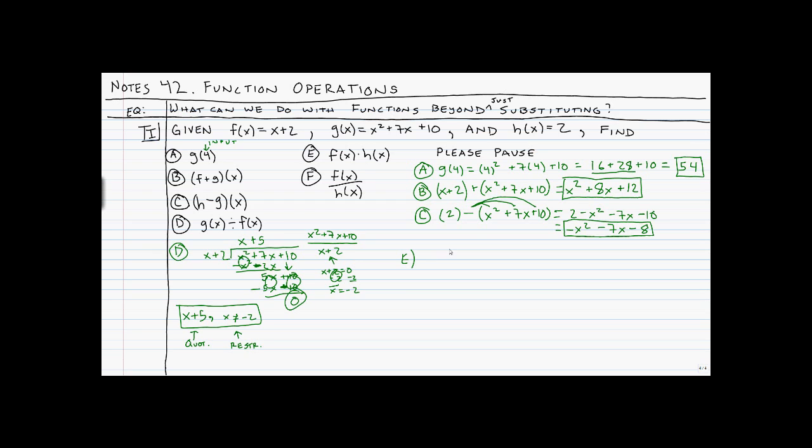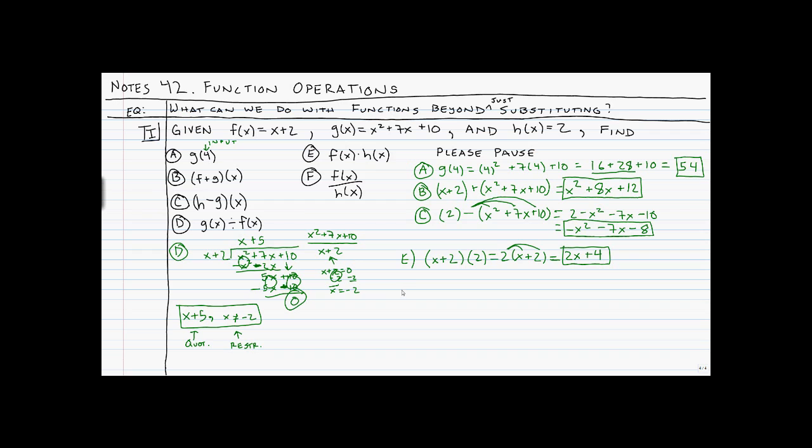So f of x times h of x. So I'll use parentheses. F of x times h of x. Well, that's kind of nice. Times a scalar. I can rewrite it this way. Probably see it this way. 2x. That's a really bad equal sign, by the way. Sorry. 2x plus 4. So there's our answer for E.